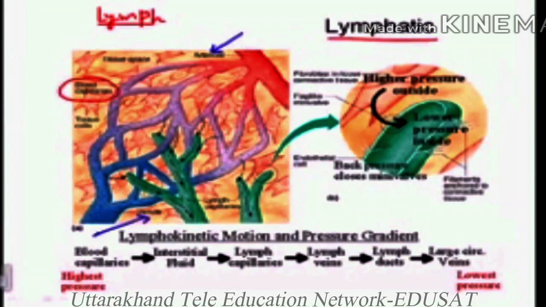Now look at the lymph kinetic motion. We can find that the blood pressure is higher in the capillaries because capillaries are very, very tiny. They have a small volume region, so very little area, but the volume of the blood remains the same, which creates higher pressure. After that, there is interstitial fluid, also a high pressure region, from where it can easily enter the lymph vein, lymph capillaries, lymph duct. Finally it will be returned to the venules.